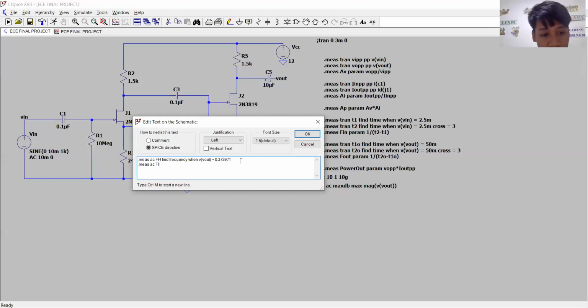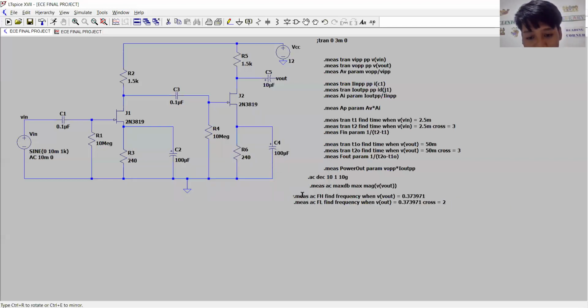ACFL for the lowest frequency. Find frequency when V out is equal to 0.373971 cross. Then we are going to put it here.